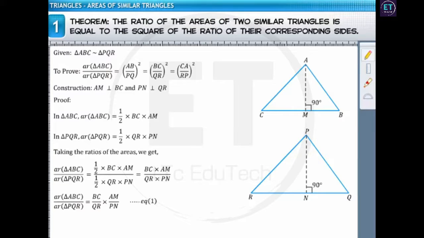Let's assign this as equation 1. This implies the ratio of the areas of triangle ABC and PQR is equal to the product of BC divided by QR and AM divided by PN.